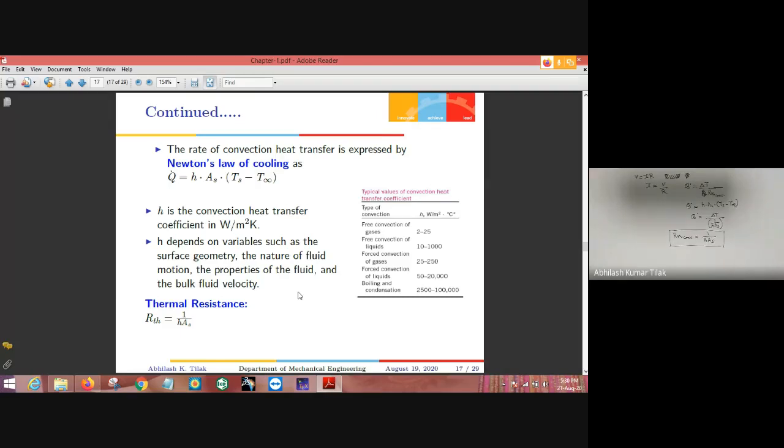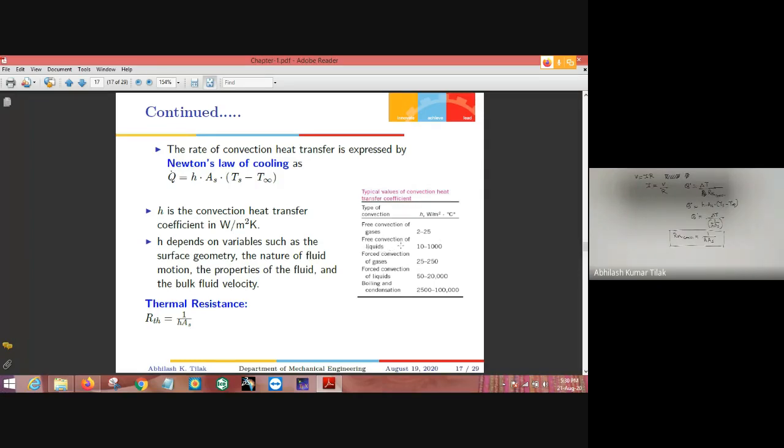So the heat transfer coefficient depends on variables such as surface geometry, that is the surface area, then the nature of fluid motion, that is it might be a laminar flow or a turbulent flow, then properties of the fluid, that is its viscosity, density, etc., and the fluid velocity. Higher the fluid velocity, higher would be the convective heat transfer. The values for the convection heat transfer in some of the processes, that is the gases, it is very less. It ranges from 2 to 25 watt per meter square degree centigrade.